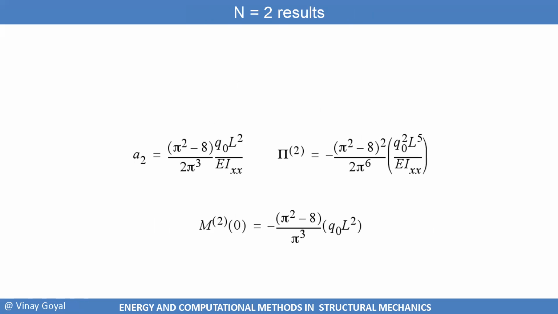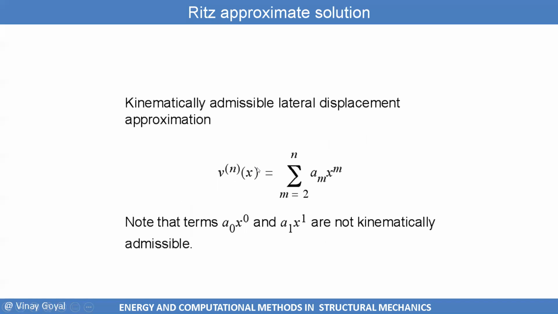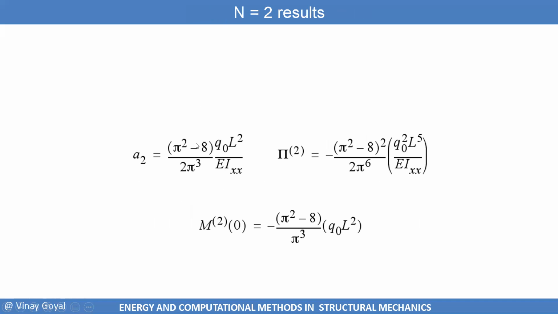And when you do that, for n equals 2, which means I have only one term, from 2 to 2 basically, you can solve for a2, and then pi gives you this number. And I guarantee you that pi will be greater than the pi that you get from the exact solution, because obviously it's an approximate solution. An approximate solution will never be equal to the minimum of pi unless you get the exact solution. I'll discuss this later.